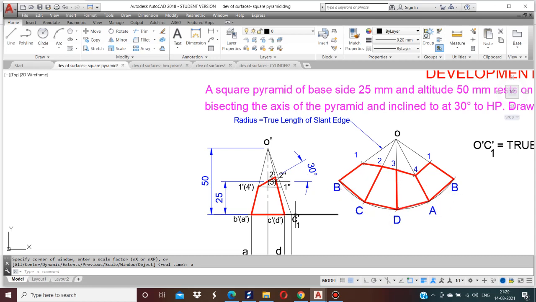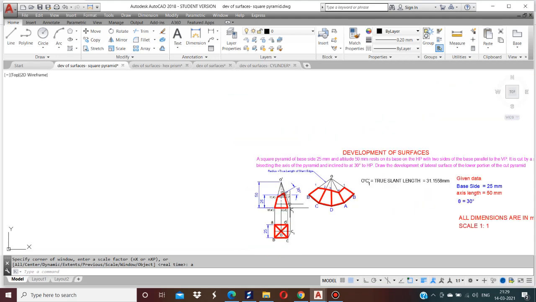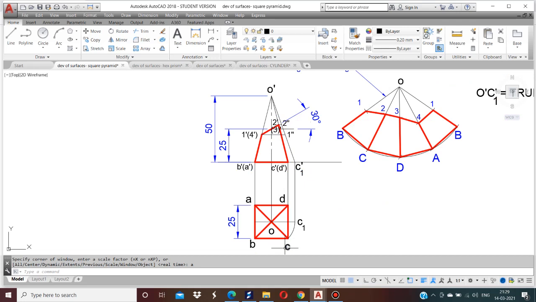If B is visible, the number is 1. Here C is visible, the number is 2. D is equal to 3 and A is equal to 4. Whatever is outside the bracket is a visible edge, and whatever is inside the bracket is an invisible edge. If A is an invisible edge, the number is 4. If C is a visible edge, the number is 2. If D is invisible, the number is 3.